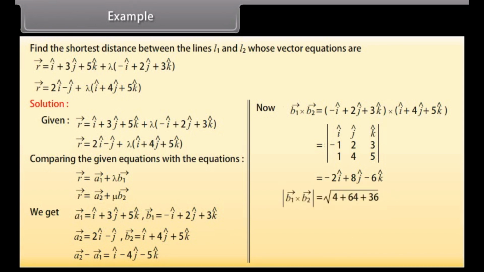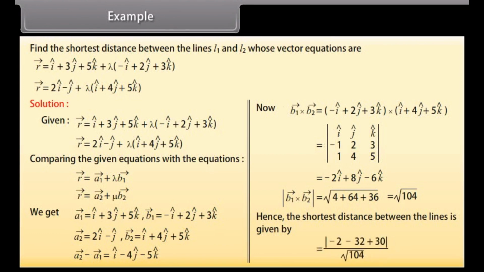Modulus of cross product of vector b1 and vector b2 equals the square root of 4 plus 64 plus 36, equals the square root of 104. Hence, the shortest distance between the lines is given by the modulus of (minus 2 minus 32 plus 30) by the square root of 104, equals 4 by the square root of 104.